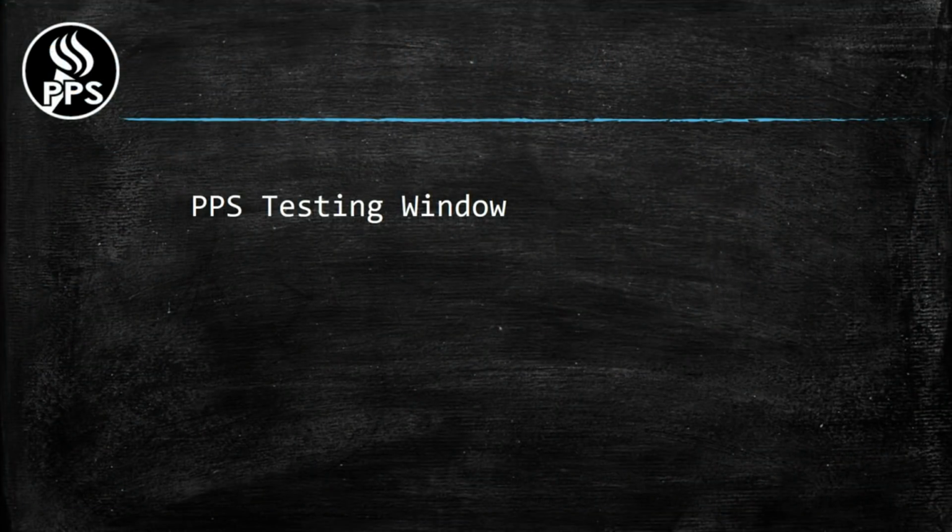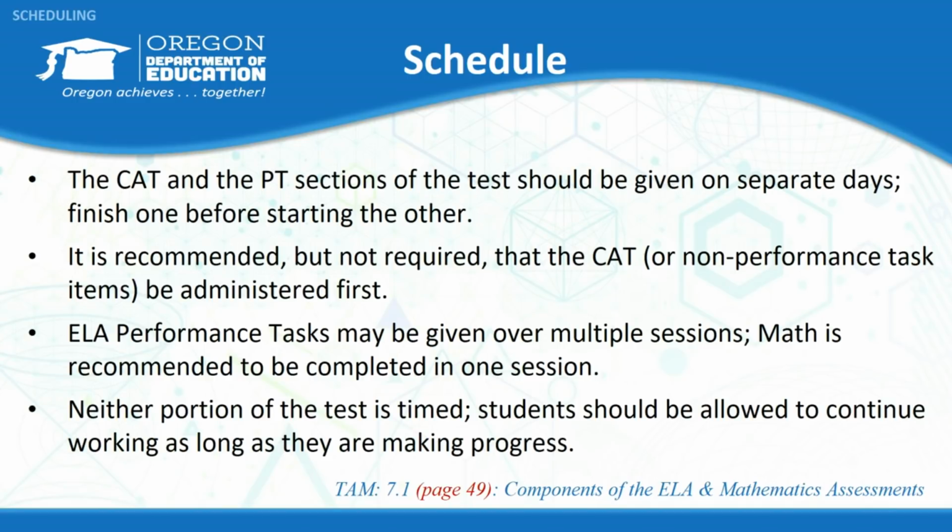For grades 3 through 8, the ELA and Mathematics summative testing window opens on March 7th. Again, high schools may begin earlier, and please contact testing help for more information. Whichever is administered first, students shouldn't have both the CAT, Computer Adaptive Test, portion and the PT, Performance Task portion of the test open at the same time. Please see Section 7.1 of the TAM for proper planning and administration.